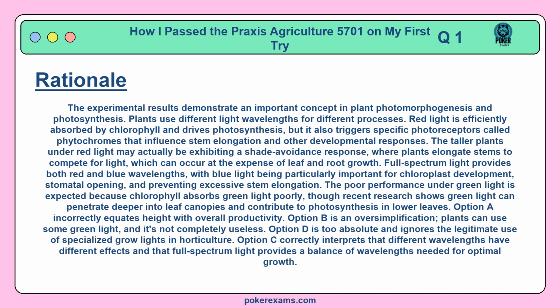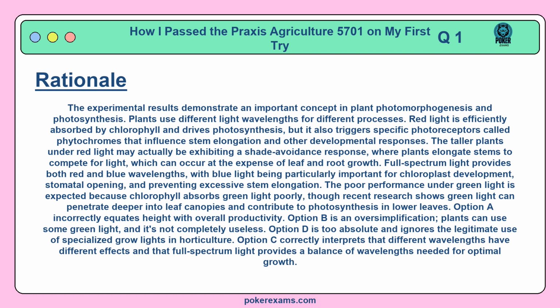Full-spectrum light provides both red and blue wavelengths, with blue light being particularly important for chloroplast development, stomatal opening, and preventing excessive stem elongation. The poor performance under green light is expected because chlorophyll absorbs green light poorly, though recent research shows green light can penetrate deeper into leaf canopies and contribute to photosynthesis in lower leaves.